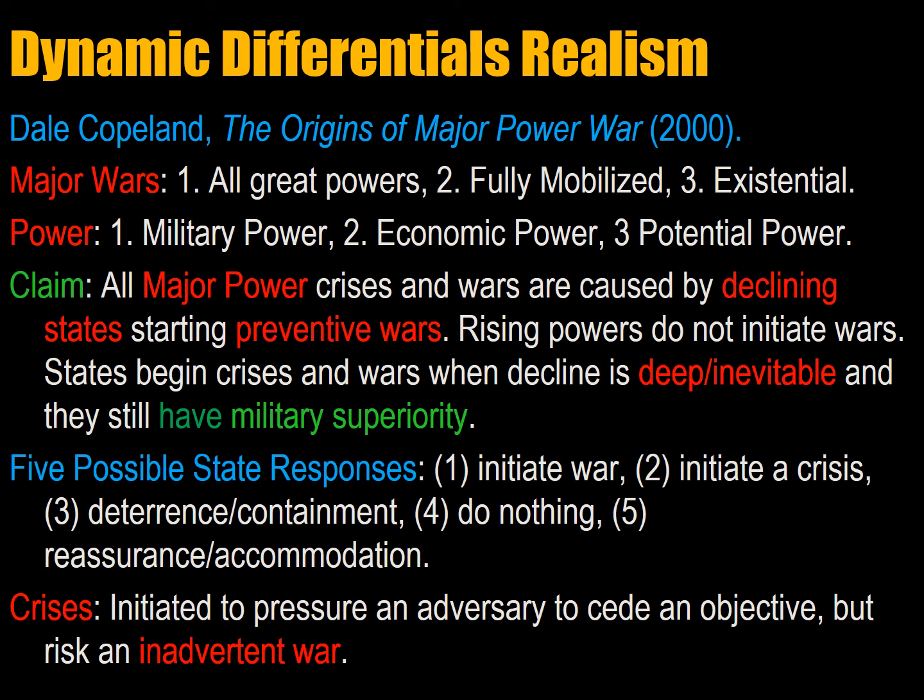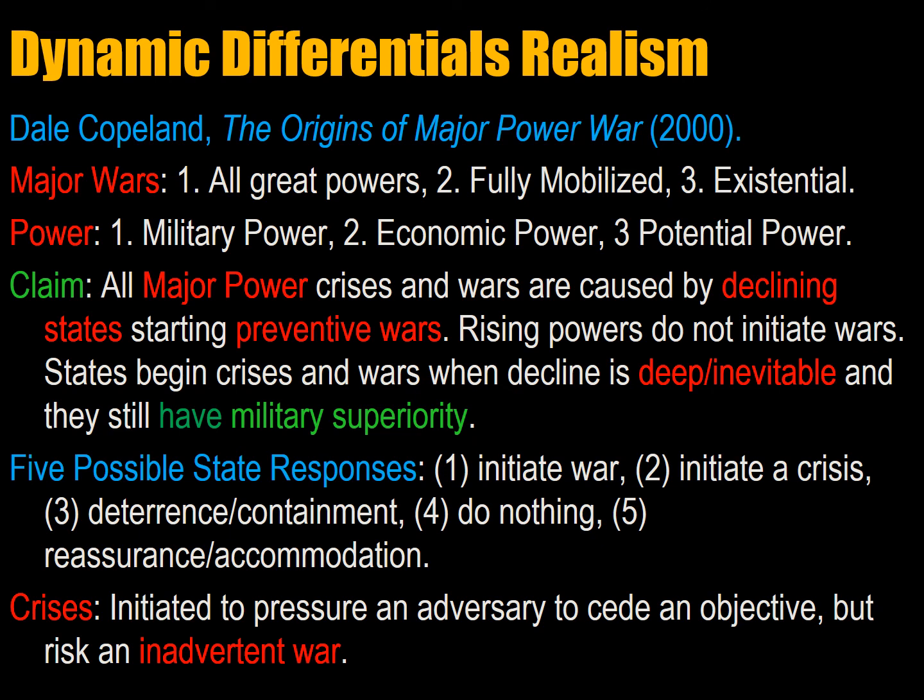Third, it could do deterrence or containment, like create an institution like a NATO in the Pacific to stop the rise of China. Fourth, it could do nothing and just adapt to the new situation. Or fifth, it could provide reassurance or accommodation, basically bring China into the international system, or reassure China that you're allowed to become a major power, we're not going to start a war against you.